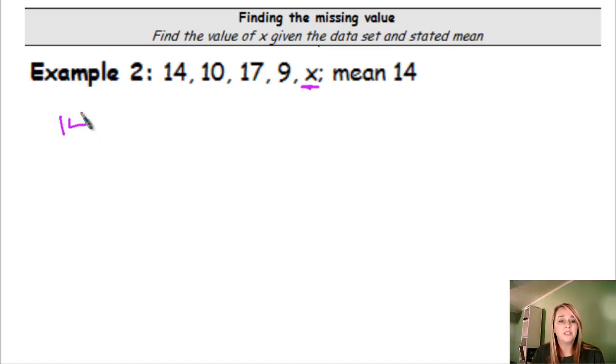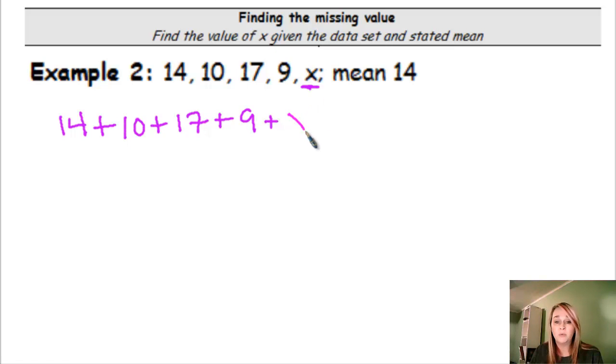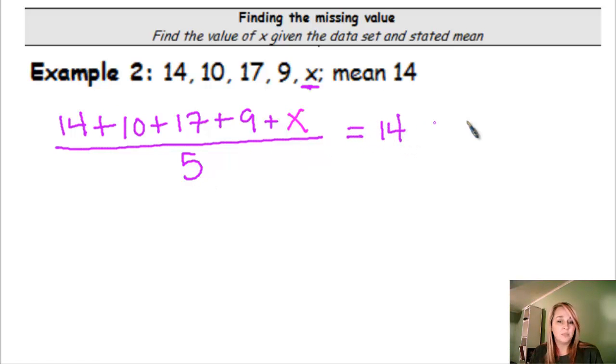All we're going to do is plug everybody in as if there were all the pieces of data, but for the guy that's missing, we're just going to put in an x. And we know if we add all those things up and divide by the number of pieces of data, 1, 2, 3, 4, 5, that should equal 14. In essence, we have an equation with an x and a bunch of other numbers that we can simplify.